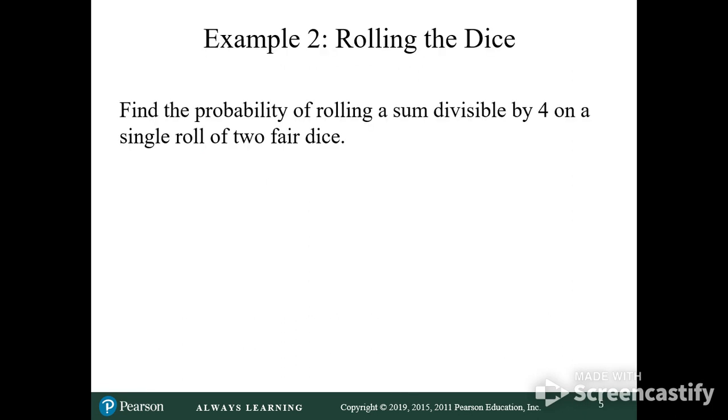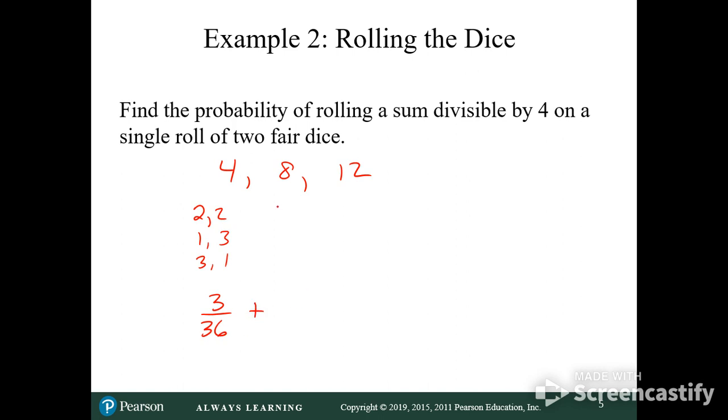So find the probability of rolling a sum divisible by 4 on a single roll of 2 fair die. A sum divisible by 4. Which sums are divisible by 4? 4, 8, and 12. So the probability of rolling a 4 or an 8 or a 12. Well, a 4 is a 2 and a 2, a 1 and a 3, or a 3 and a 1. So there's 3 out of the 36.